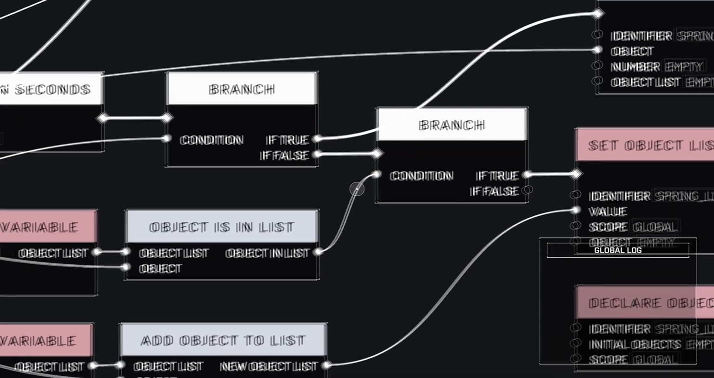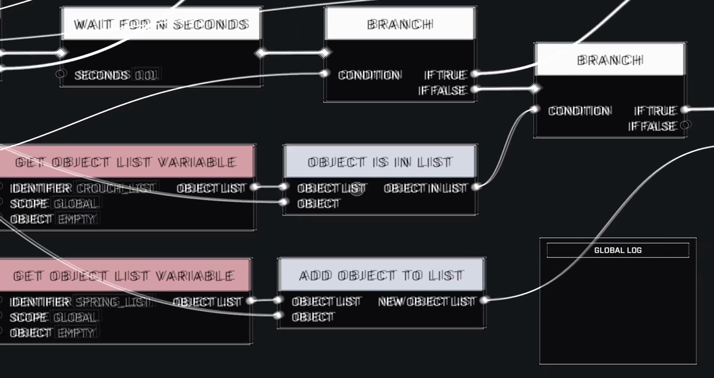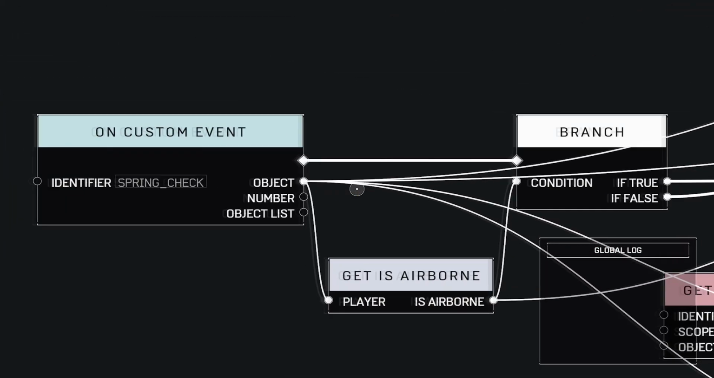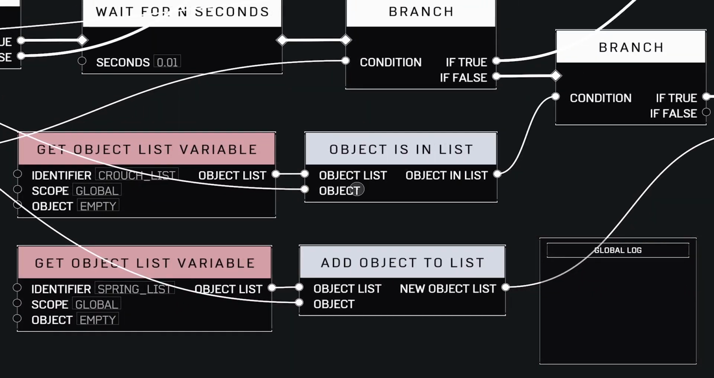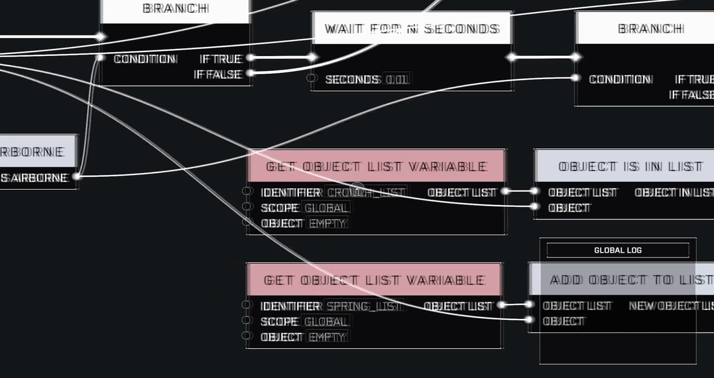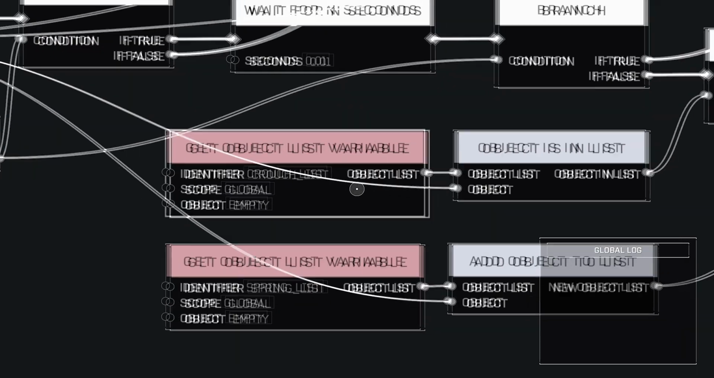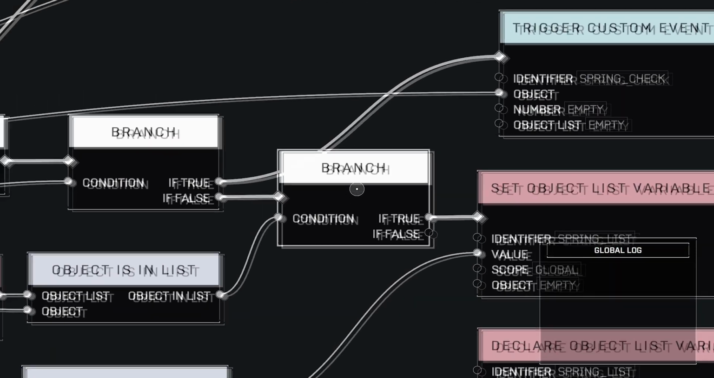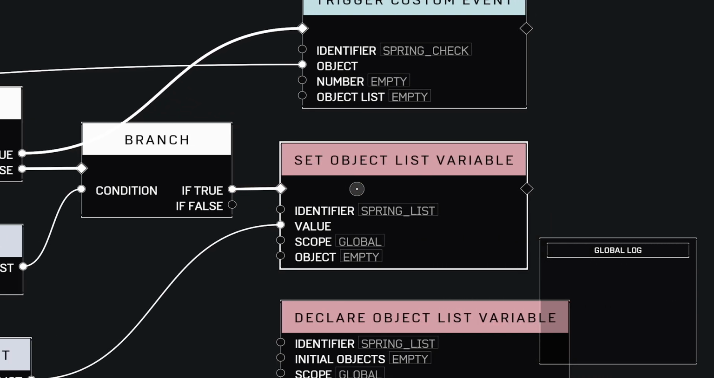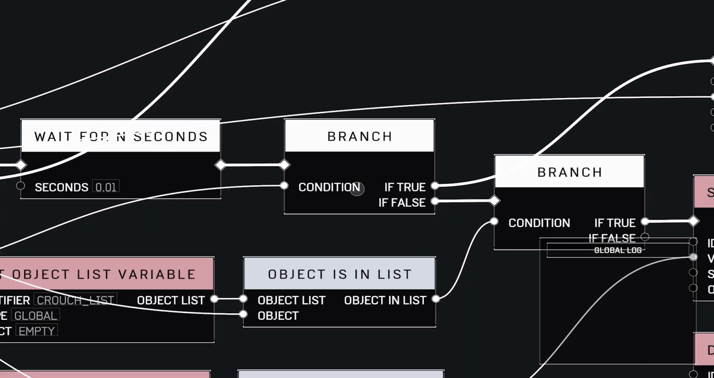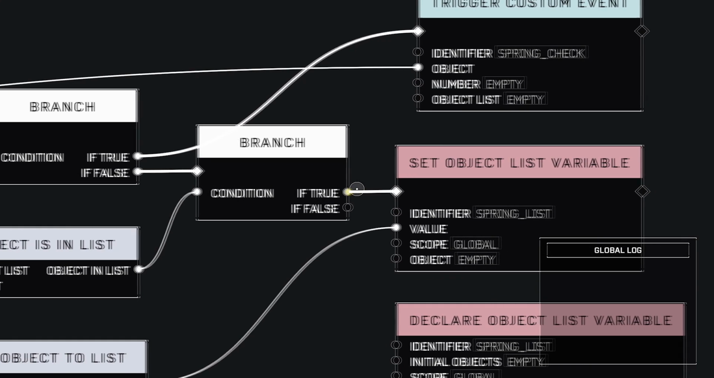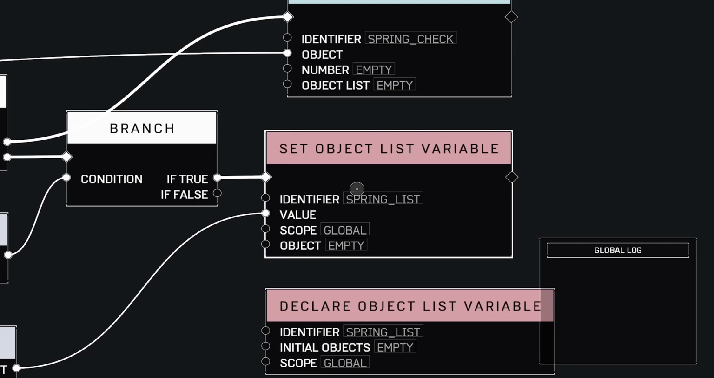So now we want to know this condition. Is this object in the list? And the object is this object, which is the player being carried over from the previous event. So we want to know, is the player in this object list, which is the crouch list? Because if they are, that means that they're crouching, and if that's true, they have primed the spring jump, because remember, over here, they have gone airborne, and the moment that they touch the ground, if they are fully crouched upon touching the ground, they will be priming this spring jump.